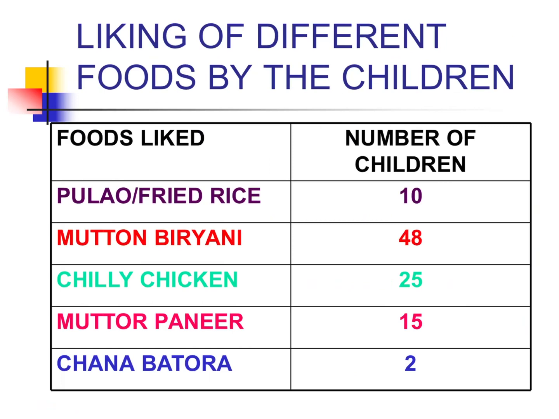Now come to the liking of the different fruits by the children. Now you can make this type of chart also. Foods liked by you. Pulao or fried rice. What is the number of children here? 10. Mutton biryani, 48 children like. Chili chicken, 25 children. Matar paneer, 15. Chana bhatura, 2.